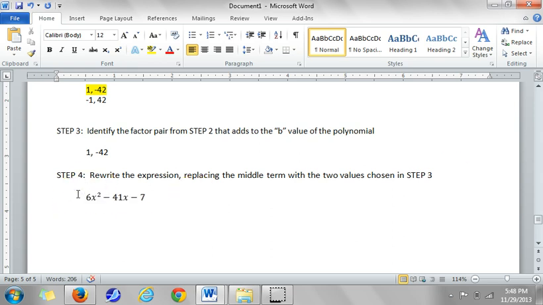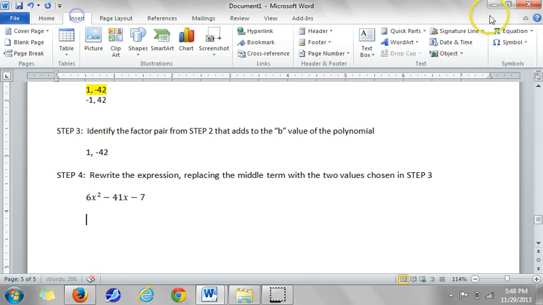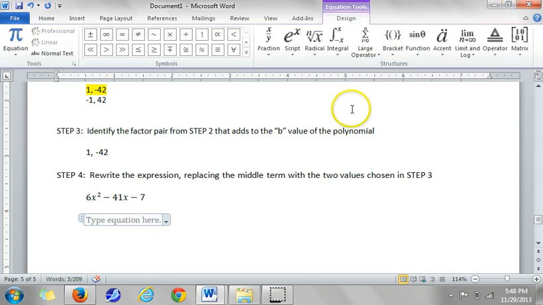Okay, so there was my original expression. Now I'm going to rewrite that. The first term stays the same, 6x squared. But now instead of writing negative 41x, I'm going to write plus 1x minus 42x. I kind of think of it as uncombining like terms. If I were to go ahead and add those back together, it would get me back to negative 41x. And then the negative 7 at the end remains as it was.